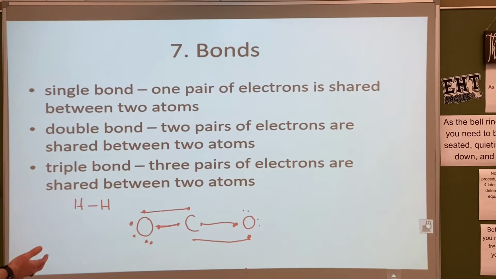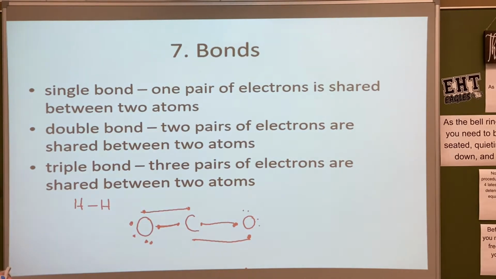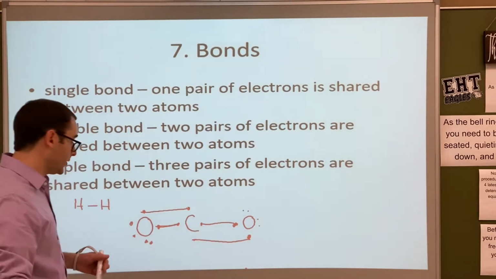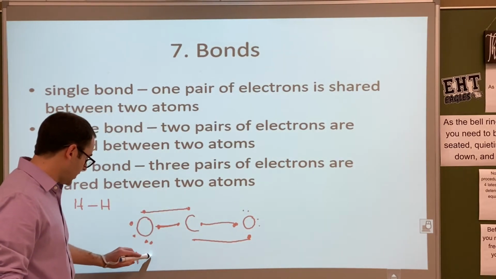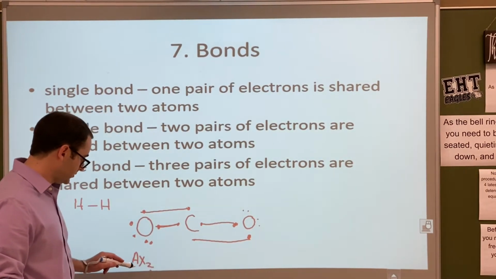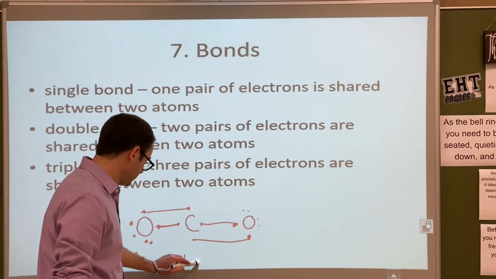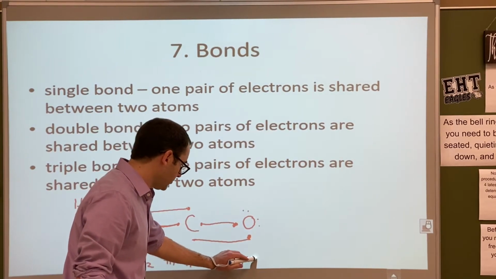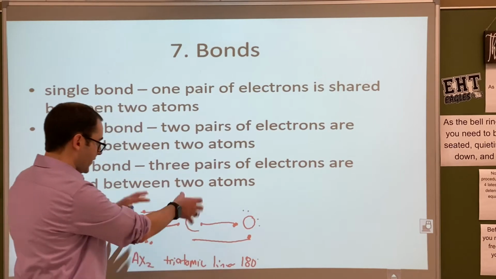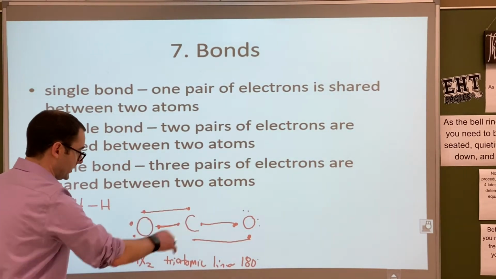Now the question for this would be, well, what shape would it be? Would it be linear? Would it be bent? How would you figure that out? What's the AXE for it? So what's the AXE for this? AX2. What do you know about AX2? Yeah, triatomic, linear, and the angle? 180. So when you draw your final version of this, you're going to draw it as a straight line. All right, you're going to draw it as a linear molecule.